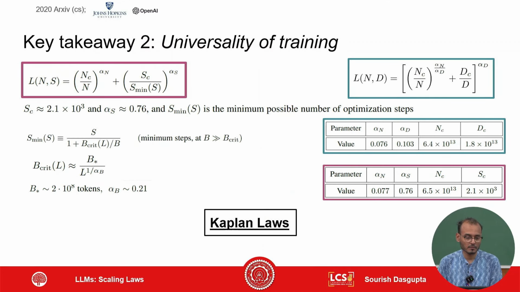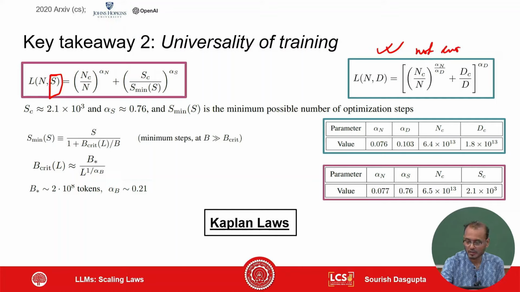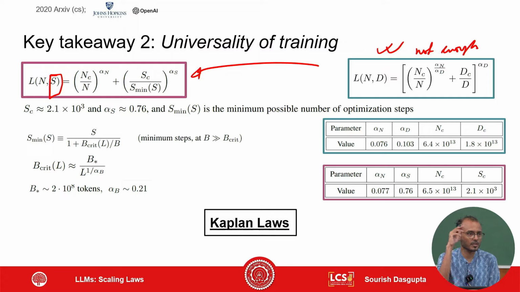So this observation led to the second key takeaway, which they started calling universality of training. What they figured was it's not good enough to have a joint loss that characterizes parameter and data set. You also need to characterize parameter and the compute. So this we saw, but this is not enough. You also need to observe this. You also need a law that captures the dynamics between these two.